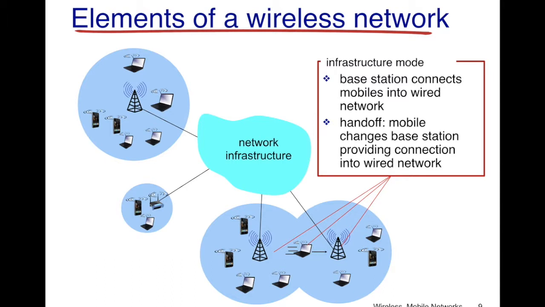And it is very clear if you look at the circles at the bottom, where you see that there's a laptop that is moving from one cellular base station to another. So it is moving out of the communication range of the cellular base station on the left, and it's going into the range of the cellular base station on the right. And when this is happening, this has to happen seamlessly, and this is what is known as handoff.